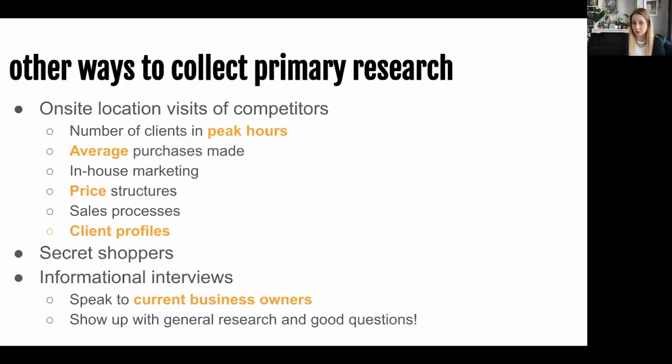You can also do secret shoppers, so you can head in, or you can maybe have someone who works with you or a close friend or family member go into a shop that would be considered your competitor and determine the client process that way and what it's like to interact with the people who work for the store. You can also do informational interviews. So speaking to current business owners in your industry is a really good way to get an insider's view.